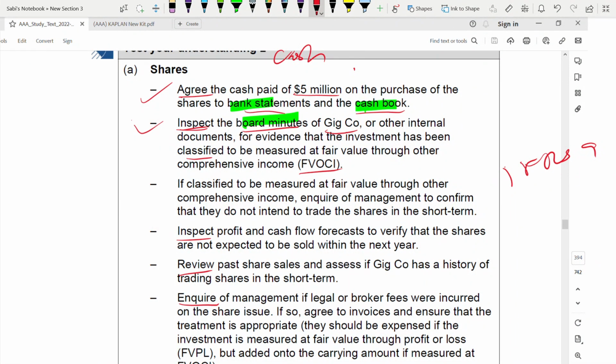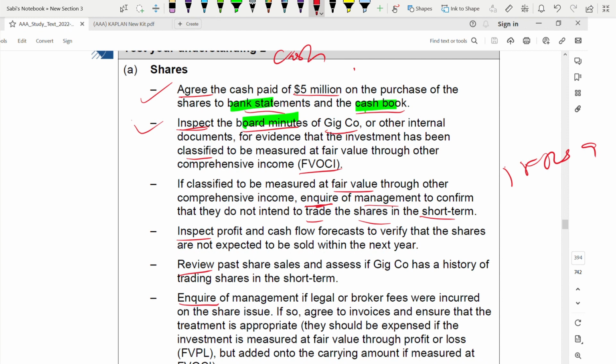Third audit procedure regarding financial instrument, regarding shares, could be what? See, most of the things, one thing is fair value is there. So third could be fair value. If it is classified as fair value through OCI, FVOCI, then you inquire the management. Inquire often comes with the management, unless it's a third party that you are asking. So inquire management to confirm that they do not intend to trade the shares in the short term. This also comes from your rule of IFRS 9. If you know IFRS 9, you understood this.